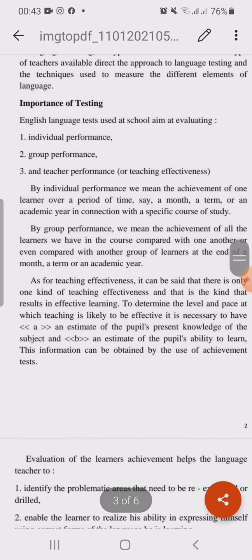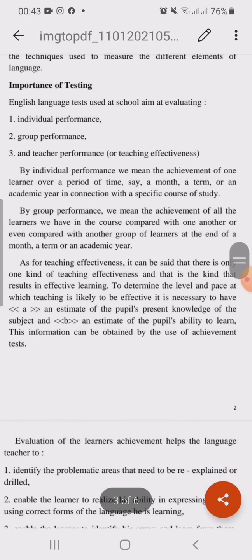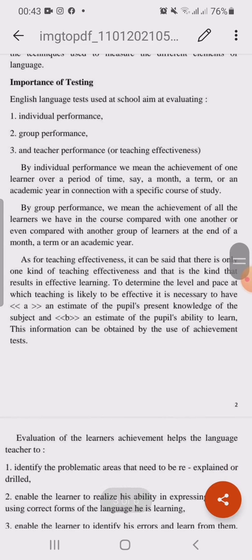الفردي. group performance الأداء، يعني أداء الجروبات أو الأداء الجماعي. and teacher performance وأيضا أداء المعلم or teaching effectiveness أي تأثير التعليم. By individual performance we mean the achievement of one learner over a period of time.